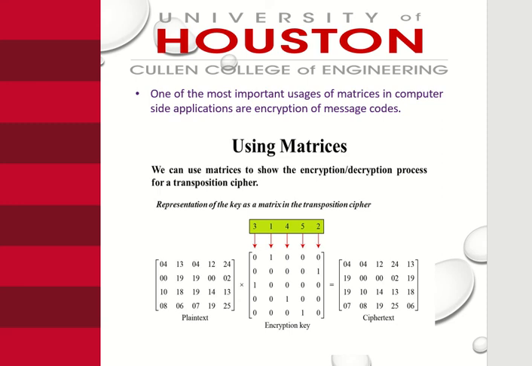One of the most important usages of matrices in computer-side applications is the encryption of message codes. Here is an example of encryption of message codes. We have this plain text containing matrices of the order 5 by 5, and then we have the encryption key containing only binary values, that is 0 and 1. With the help of the encryption key, the plain text is multiplied with the encryption key to get the ciphertext.